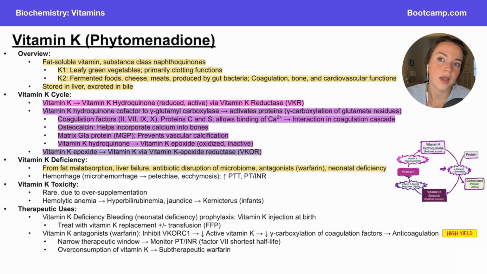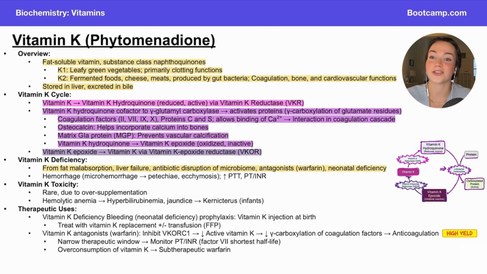There's a couple reasons why neonates are deficient in vitamin K. Number one, the neonatal gut is sterile, so there's no bacteria in there yet to actually make vitamin K. Additionally, vitamin K doesn't really cross the placenta, so they can't be getting it in utero. Breast milk doesn't really contain vitamin K, and the neonatal liver isn't quite good enough at synthesizing the active form of vitamin K. So between all those things, neonates are deficient in vitamin K, and we'll talk about some implications of that in a little bit.